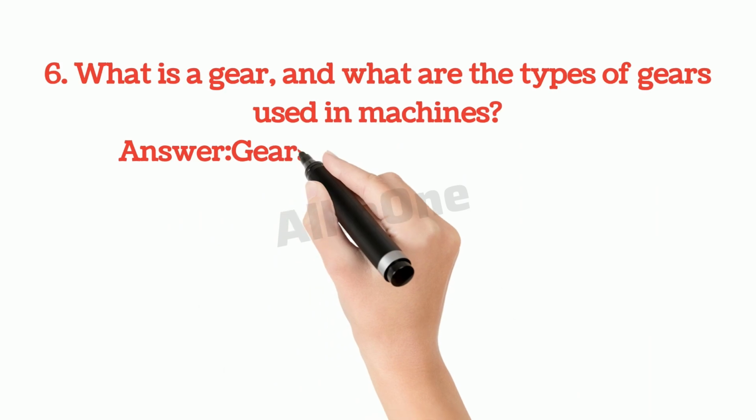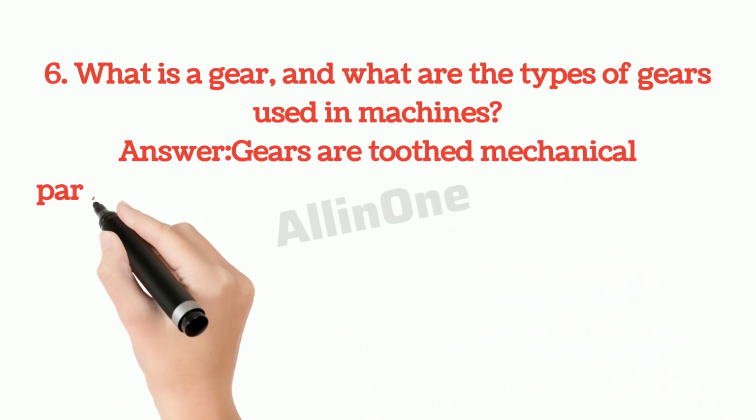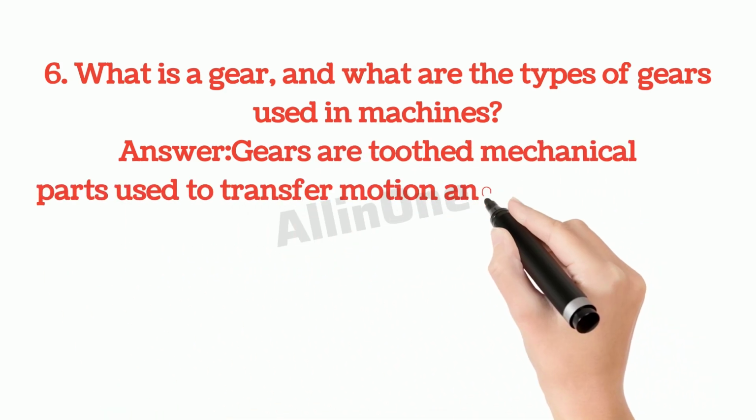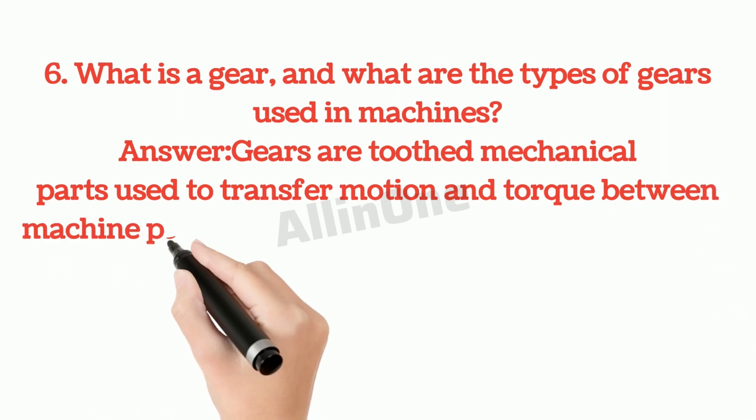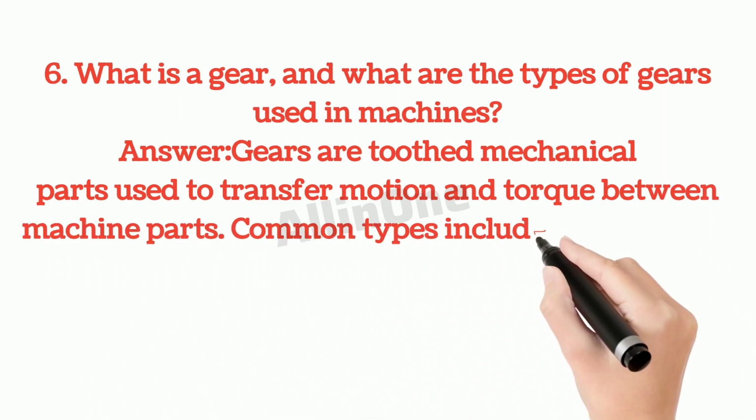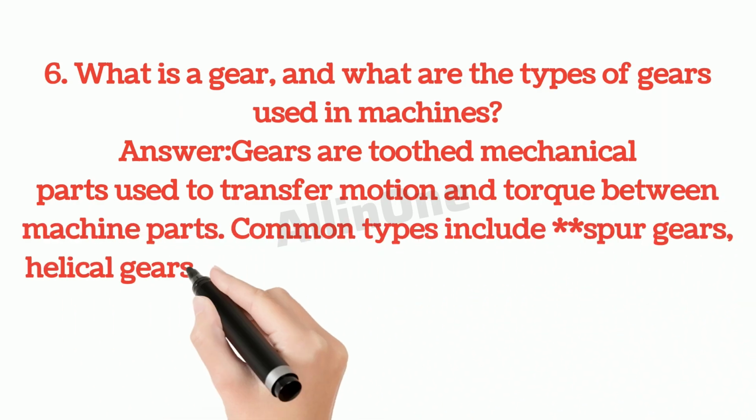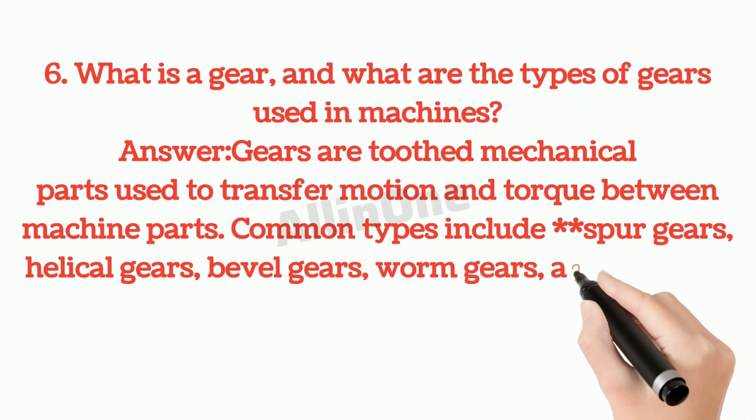6. What is a gear, and what are the types of gears used in machines? Answer: Gears are toothed mechanical parts used to transfer motion and torque between machine parts. Common types include spur gears, helical gears, bevel gears, worm gears, and rack and pinion gears.